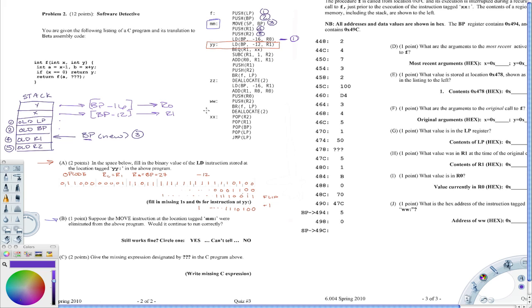So because we used this value of the BP, which happened because we assigned it at the instruction tagged MM, we cannot get rid of that instruction, because later instructions depend on that value in order to load the proper variables to this function.